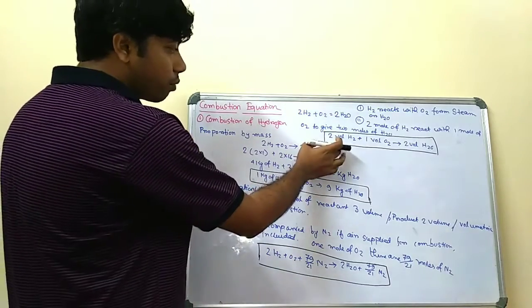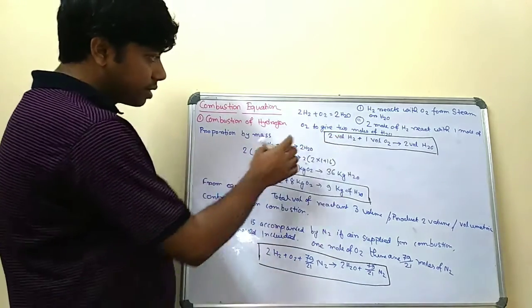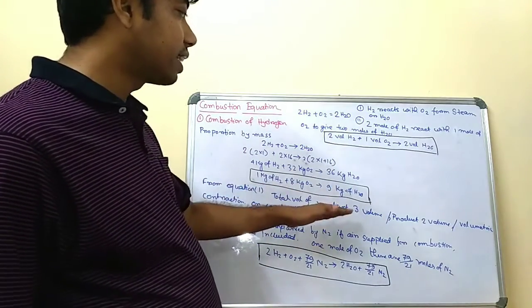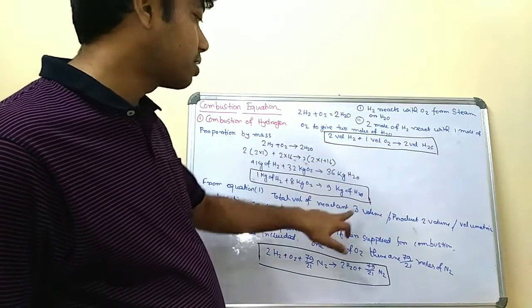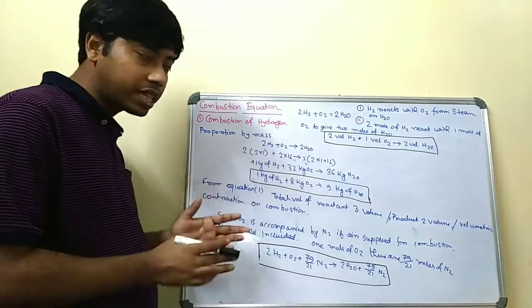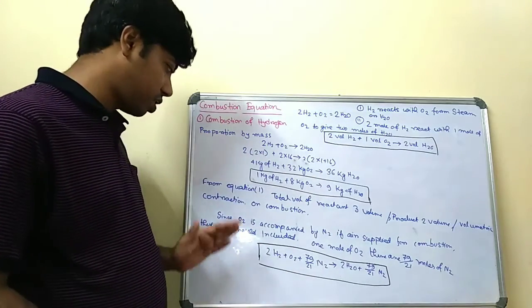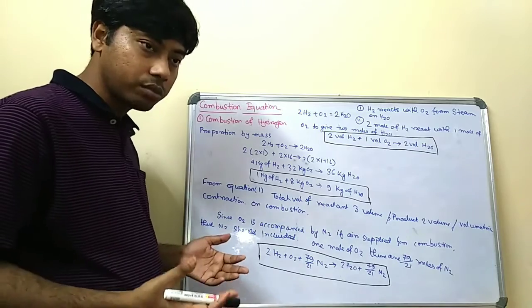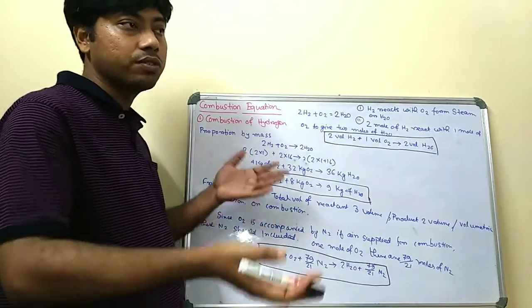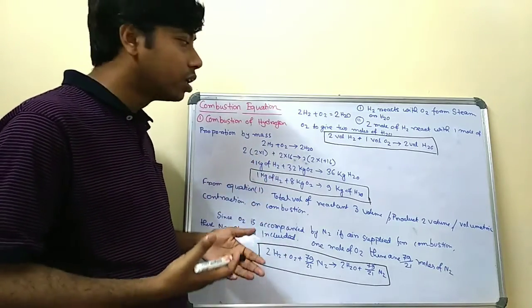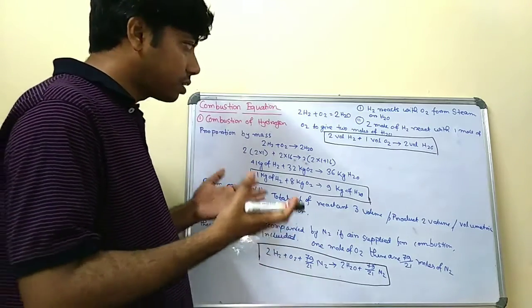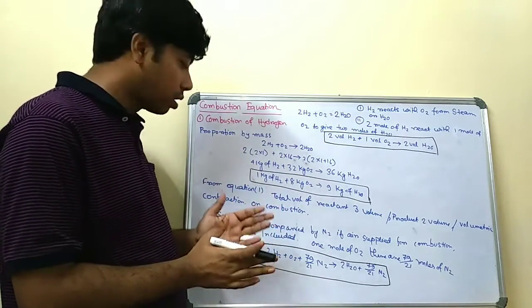Now, from equation 1, the idea is that the total volume of reactant is 2 plus 1, that is 3 volumes of reactant, but the product is 2 volumes. So that indicates there is a volumetric contraction on combustion. When the combustion process takes place, if you analyze by means of volume, there is a volume contraction on combustion.